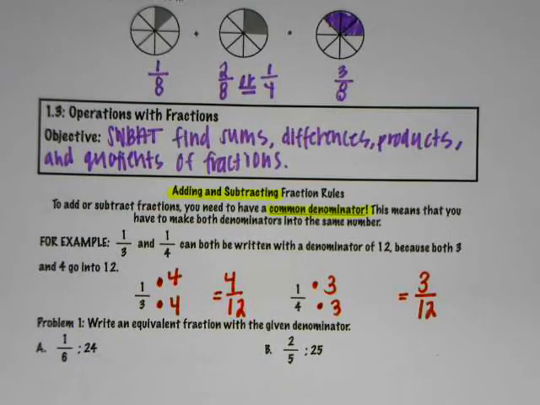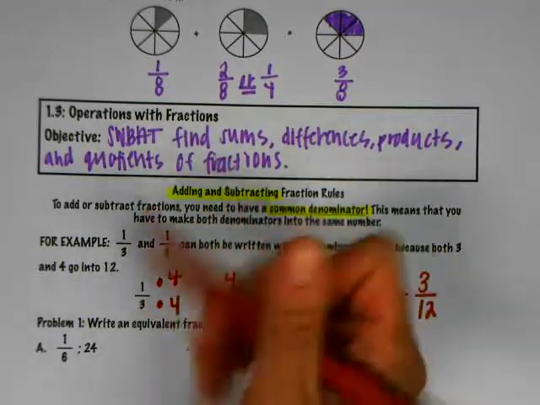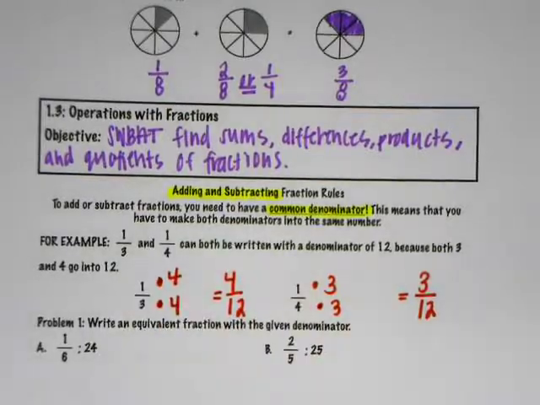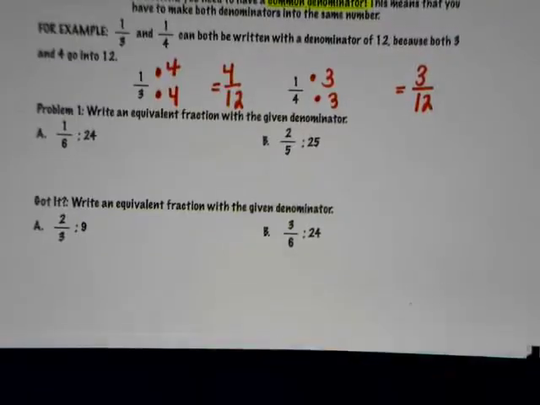Okay, so for the next example, write an equivalent fraction with the given denominator. An equivalent fraction, what's that remind you of? Like, what does that mean? Equivalent fraction. Yep, equal to. Okay, so you're trying to find a fraction that has the same value. So we have 1/6, and we're trying to make the new denominator to be out of 24.